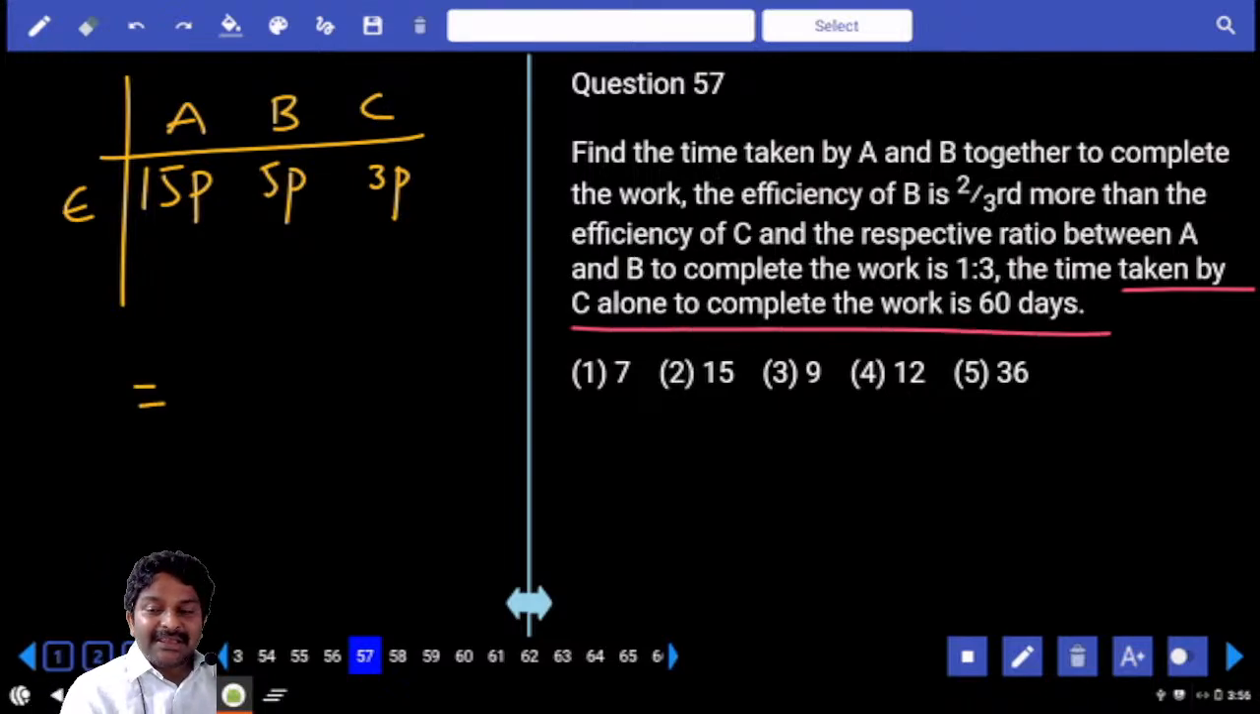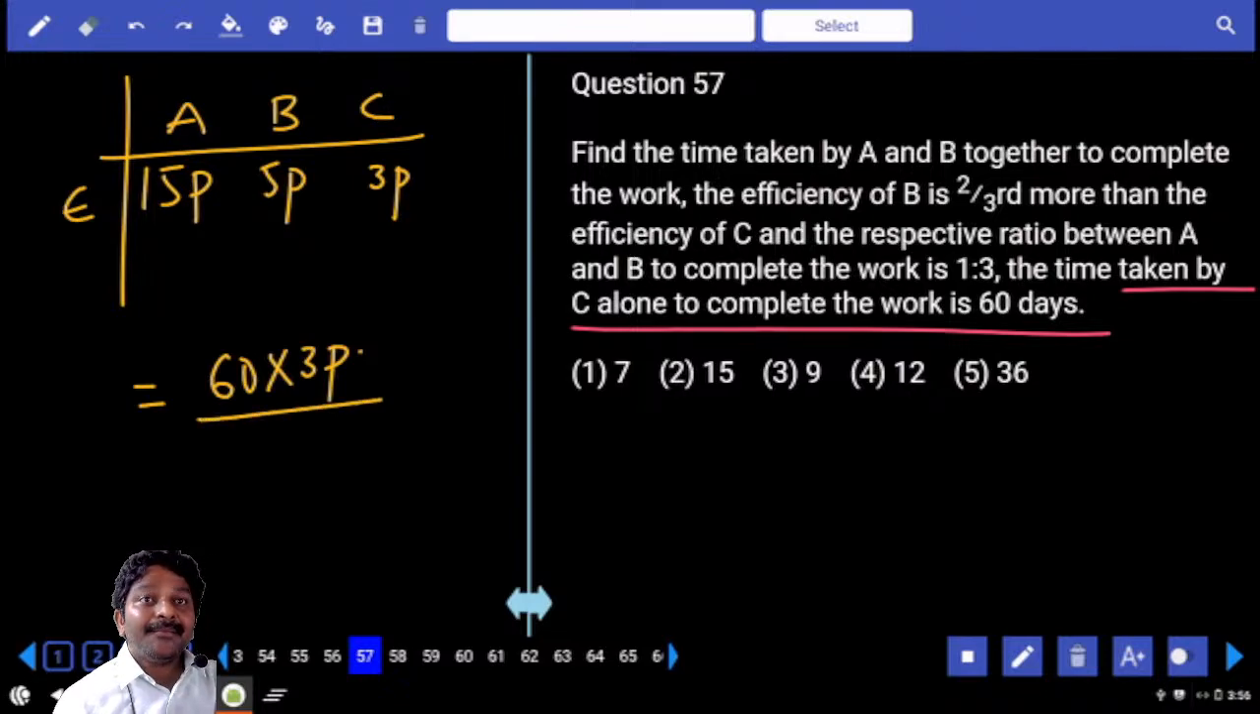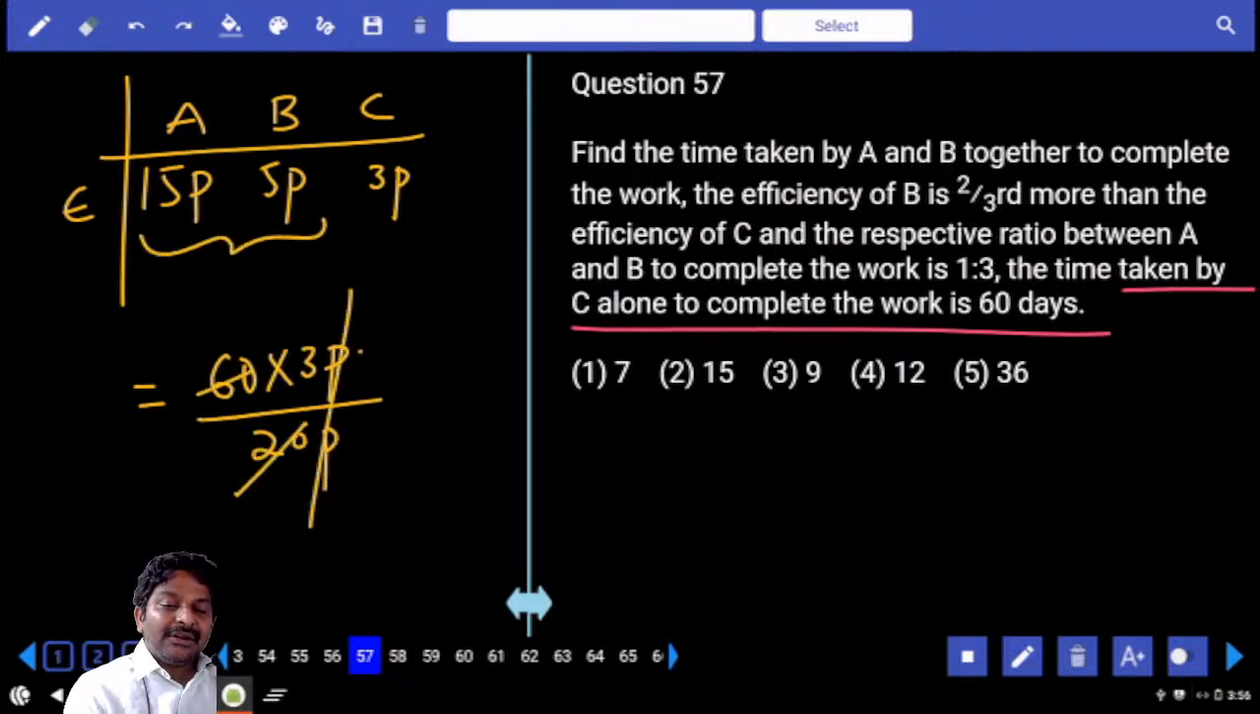The time taken by C alone to complete the work is 60 days. Time taken by C is 60 days and C is working with 3 parts capacity. Now this is total work. This must be done by both A and B together. AB together does 20 parts. P gets cancelled, 23 times. Answer, 9 days.